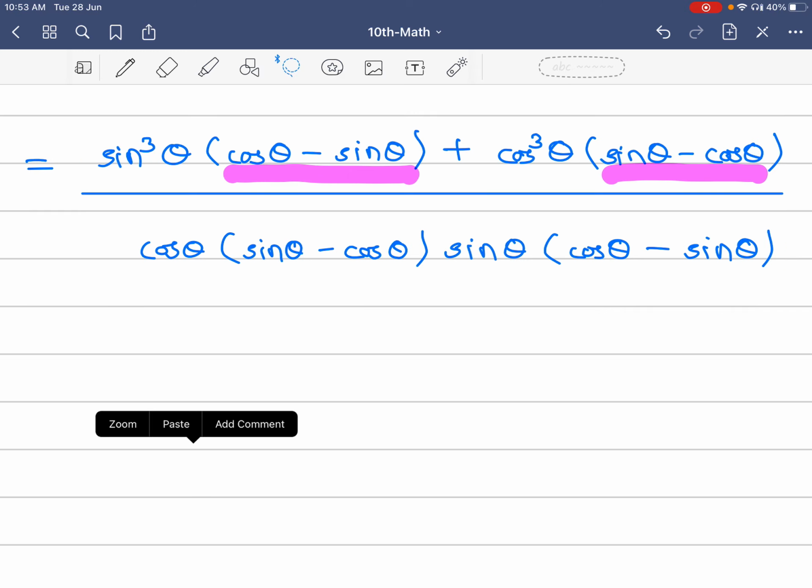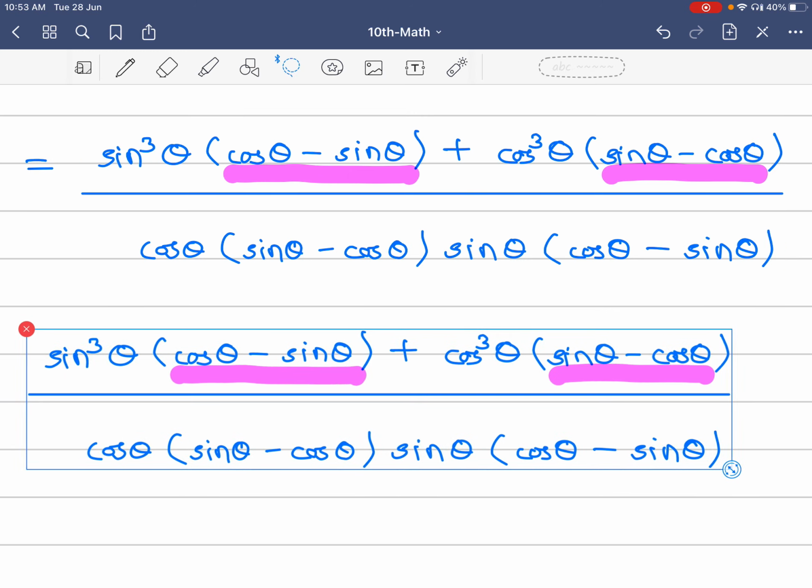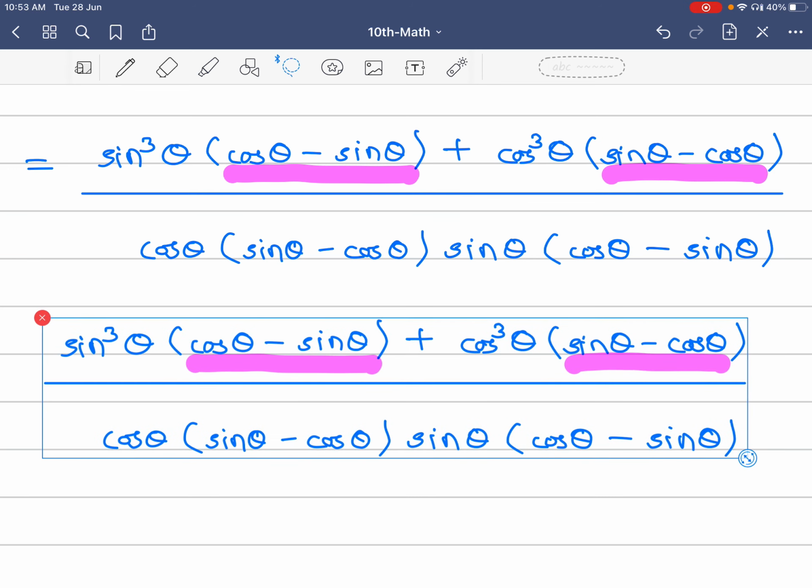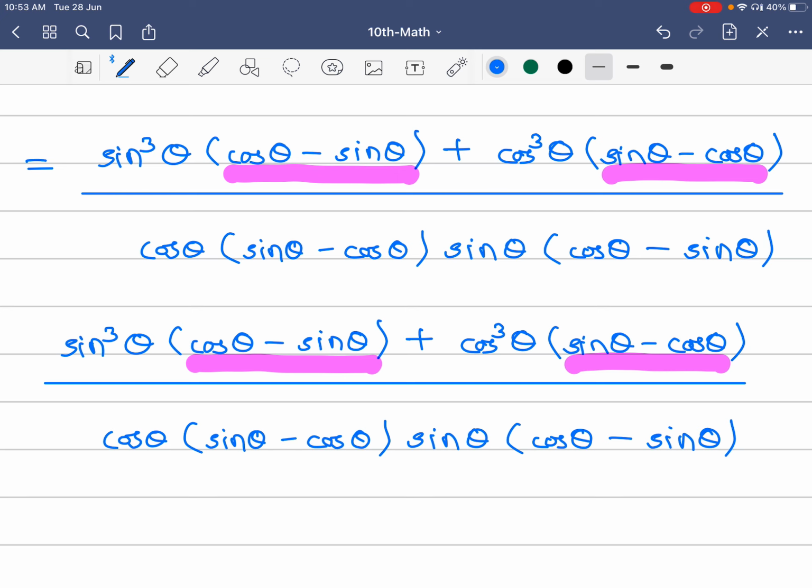Copy, paste. So everything is going to be as it is, except I'm going to change this term. I'm going to make this cos theta minus sin theta, and then this will be minus. Okay, in fact let me use a different color. This is going to be minus, and this is going to be cos theta minus sin theta, right?